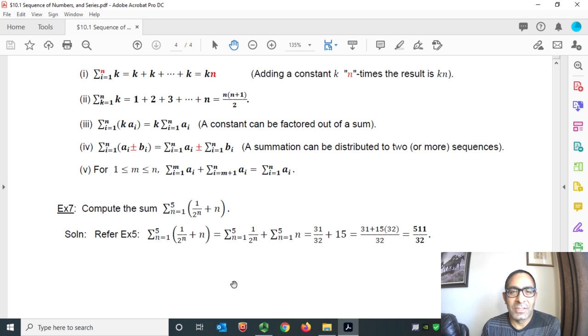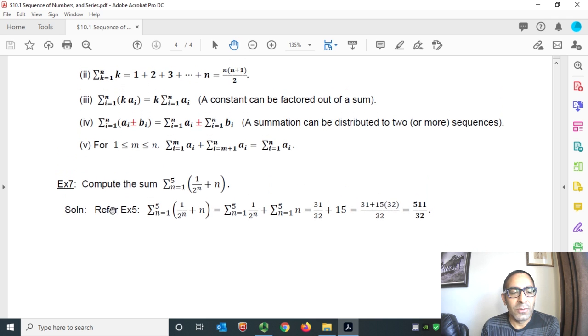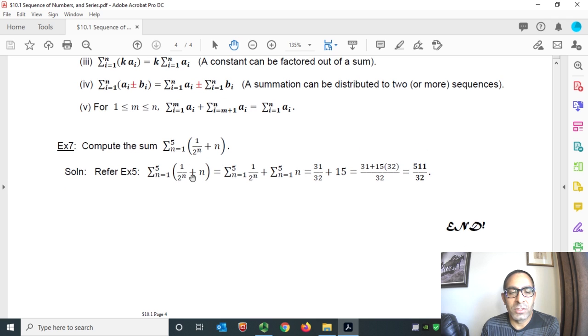So now let's do example 7. Compute the sum, the summation of 1 over 2 to the n plus n, and here the summation starts from n equals 1 and ends at n equals 5. Solution. By property number 4, we can distribute this sum over this addition. So that means this equals the summation of 1 over 2 to the n, n from 1 to 5, plus the summation of n, n from 1 to 5.